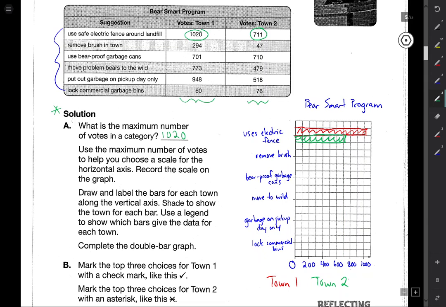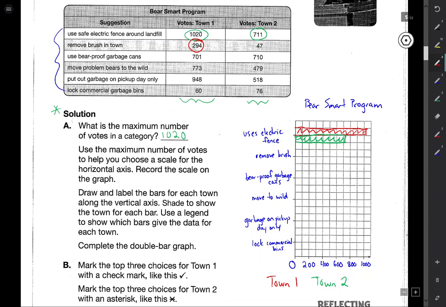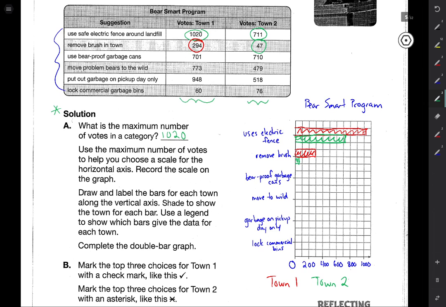Okay, let's do the next one here, remove brush. For town number 1, they had 294 votes. So I'm going to go up here to 294. That's close to 300, so it would be approximately there. And then town number 2 said 47, so that's going to be way down here somewhere. We're going to keep making this graph. I'm going to fill in the rest, and I'm going to hop ahead in the video so you can see the end result. So there we go.